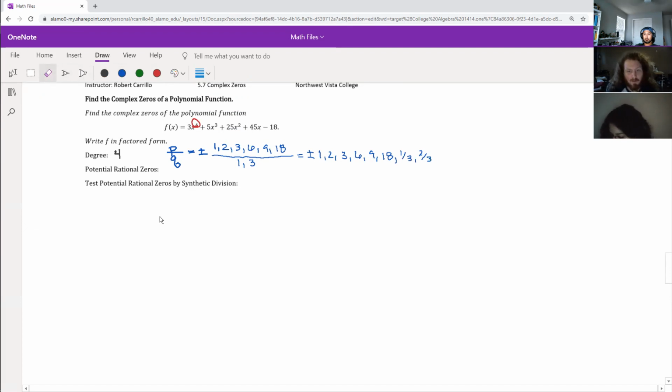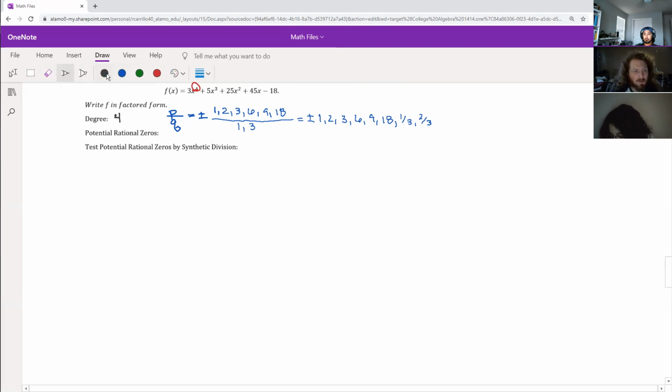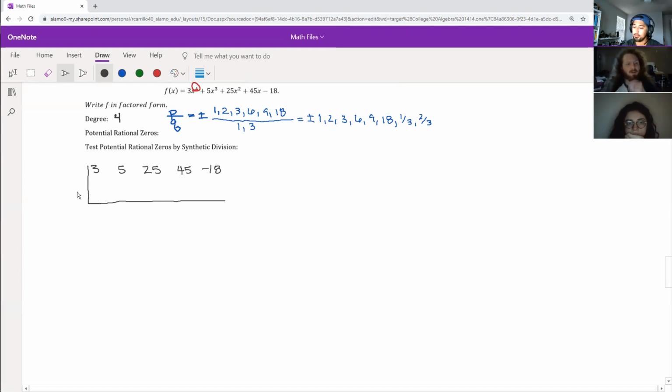So we're going to test those out using synthetic division. So we have 3, 5, 25, 45, and then negative 18. Nothing to skip. Which one do we want to try first? Why don't we try, let's try -1. Why not? Let's see what we get. Maybe it'll work. Maybe it won't. So we get 3 for free. So -1 times 3 is -3. That gives us 2.